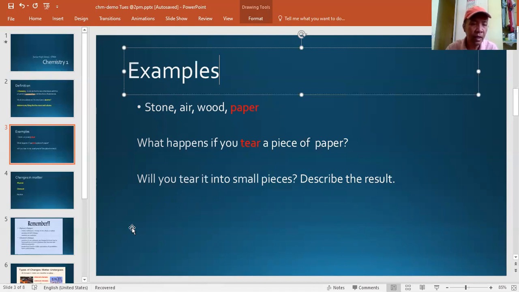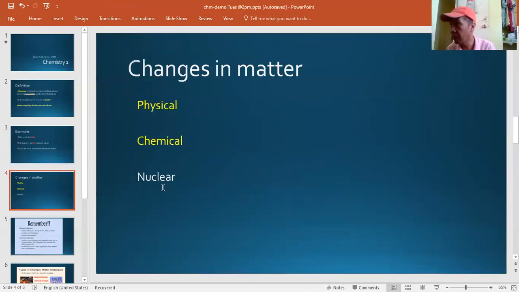Now, is there any change? There is a change, because before tearing, the paper was big and in good condition. But this one is no longer in good condition, but it's still paper. And this is what we call changes in matter. And of course, there are three changes in matter.